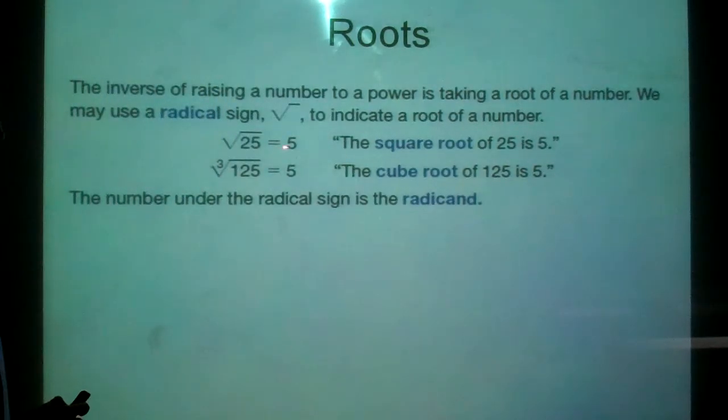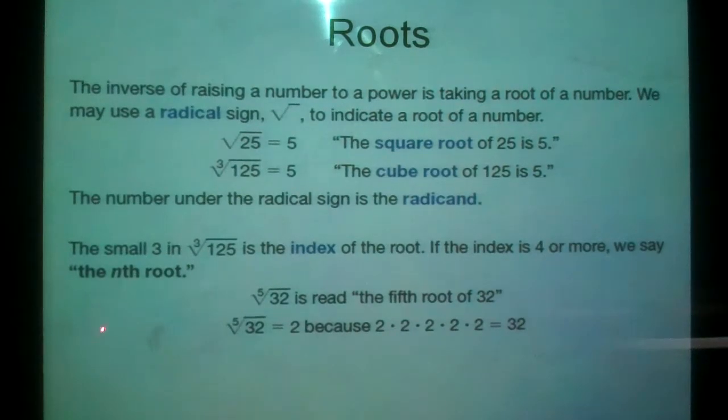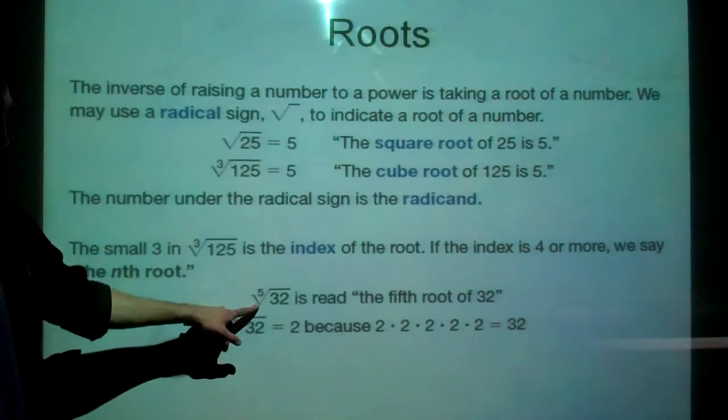We would say the square root of 25 is 5. But also, the cube root of 125 is 5. Now, the explanation behind that is right here. So the small 3, what I was talking about before, that's the index of the root. If the index is 4 or more, we say the nth root. So 4th root, 5th root. This one happens to be 5th root.